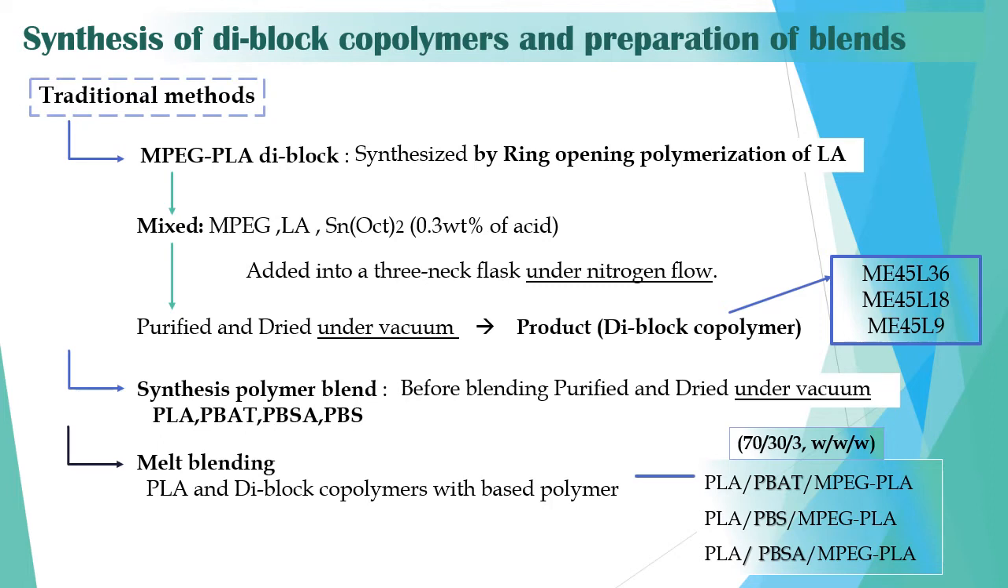MPEG-PLA diblock is synthesized by ring opening polymerization of LA mixed with MPEG, lactic acid, and stannous octoate at a ratio of 0.3% weight of lactic acid. The solution is purified and dried under vacuum. Then the product is the block copolymer, which is shown as follows. The next step is to synthesize polymer blends. And the last step is melt blending PLA and the block copolymers with the base polymer.